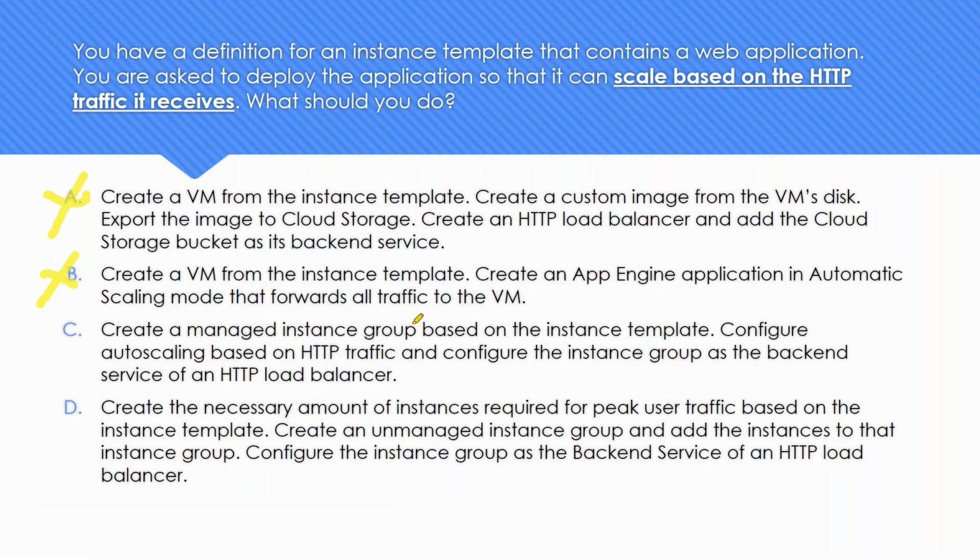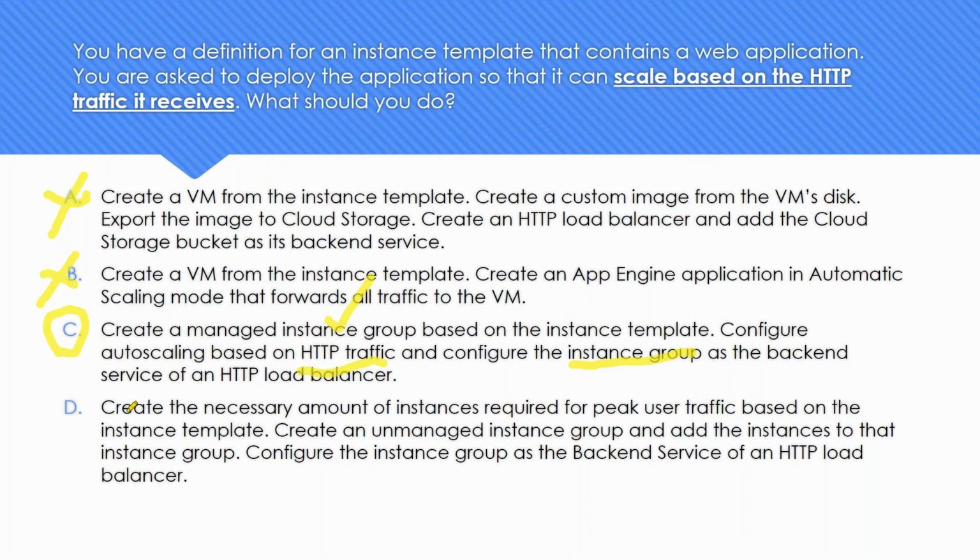Create an instance group, a managed instance group, MIG, based on the template. Good. Configure the auto scaling based on HTTP traffic. You remember there was a drop down, the metrics, it was based on HTTP. And configure the instance group, the one which you configured here, as your backend of your load balancer. Looks like exactly what we did they are talking. C looks like a good choice.